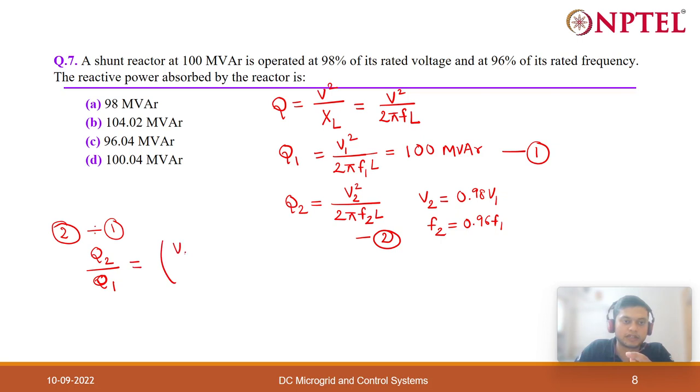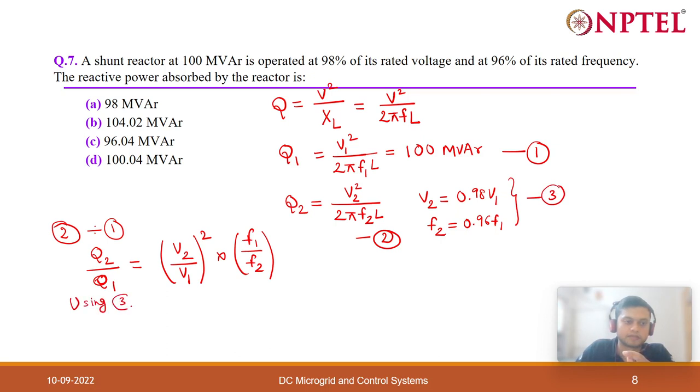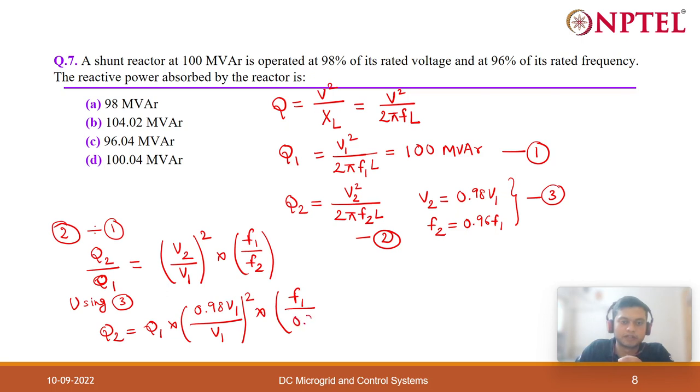So you can write it as V1 square over 2 pi L will cancel out, and here you can write it as F1 divided by F2, and you can write it as third. So using third, you can get Q2 as Q1 into 0.98 V1 divided by V1, squared, and you can write F2 as 0.96 F1.